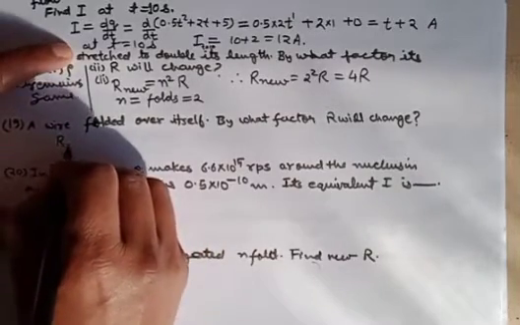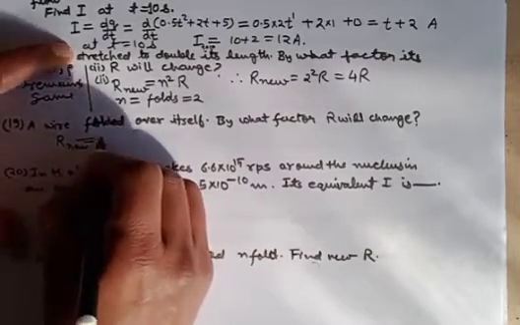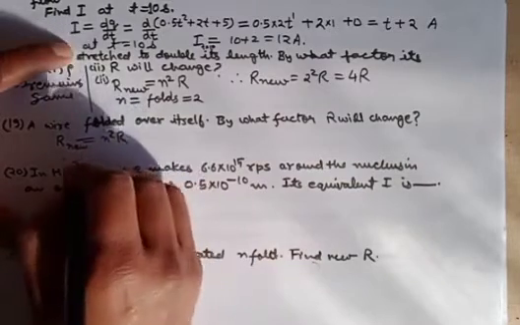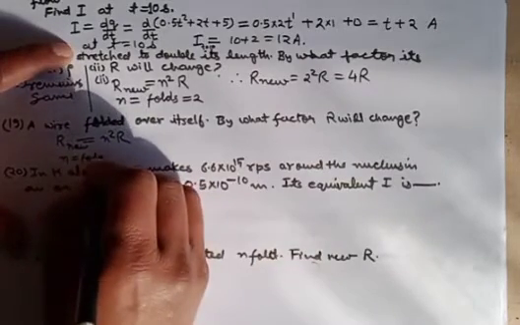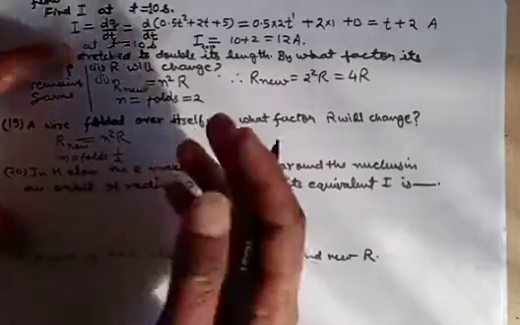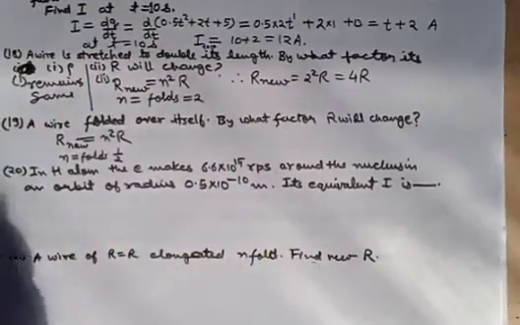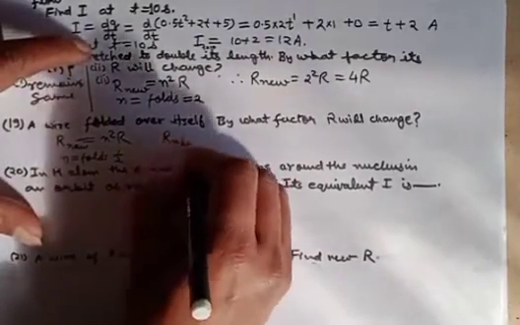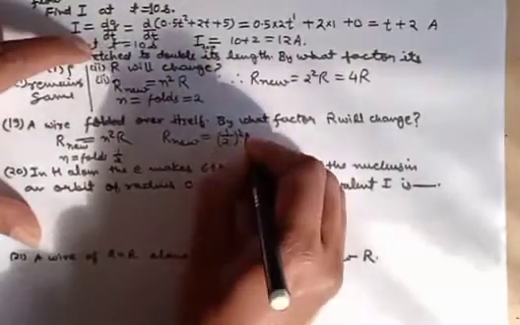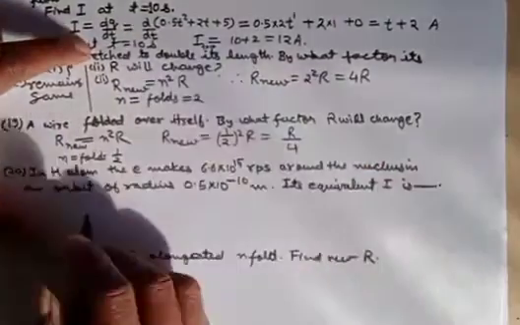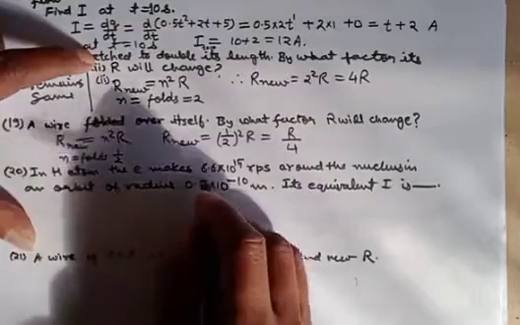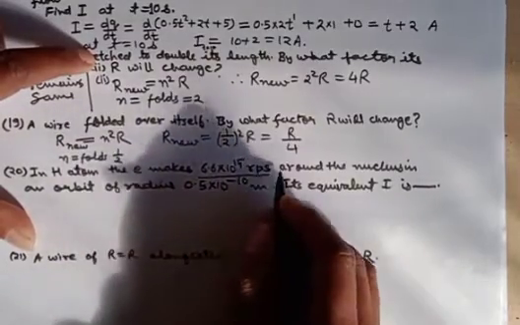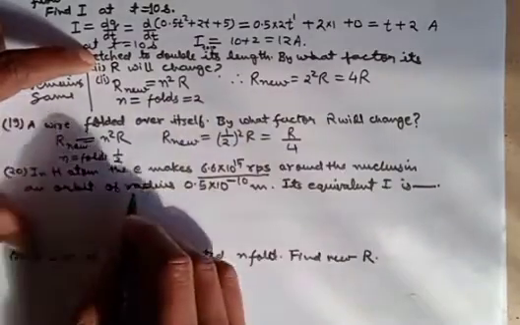So R' is equal to n squared R, where n is the fold, but this time the fold is 1 by 2 because it is halved, its length will be halved. So R' is equal to (1/2) squared R, that is R by 4. In a hydrogen atom, the electron makes this many rotations per second around the nucleus in an orbit of radius this much.